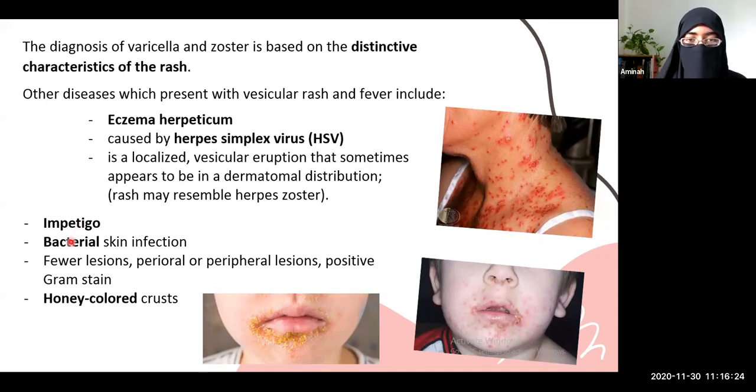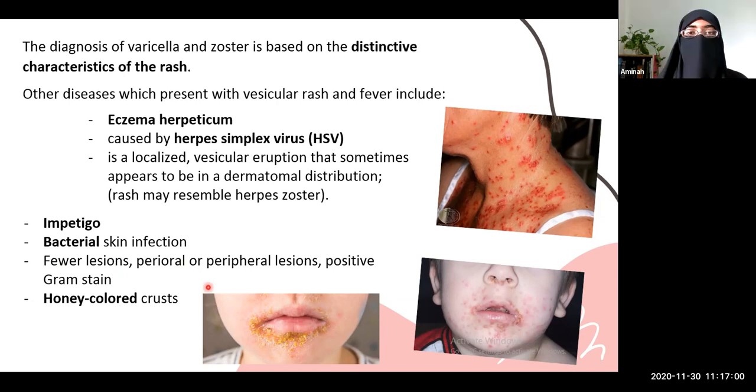Another differential would be impetigo, which is a bacterial skin infection. In impetigo, there are fewer lesions and the distribution is different. It's more in the perioral area and the peripheral areas, while in varicella, it's more in the central areas. Initially, you might confuse it with chickenpox, but later on, the crusting in impetigo is honey-colored, and I think it's unique to that disease.